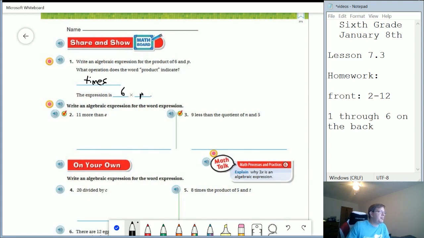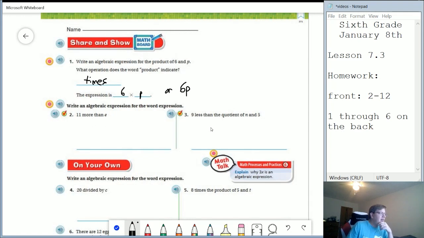We could also represent that by writing the number and the variable next to each other without the multiplication sign. So we could also do something that looks like this. And that is a shorthand way of showing this.